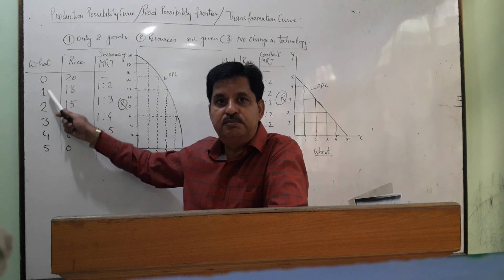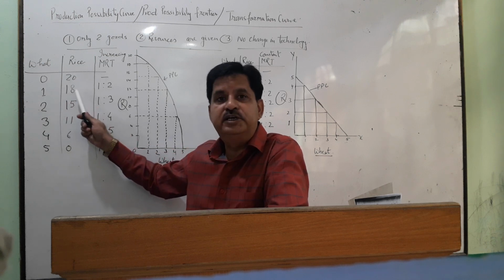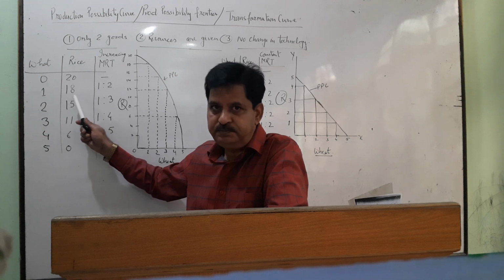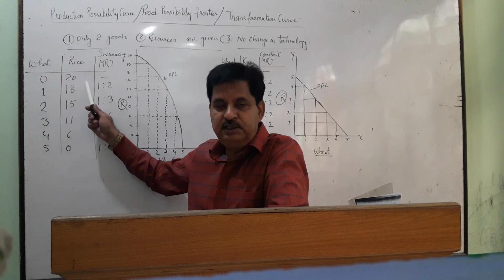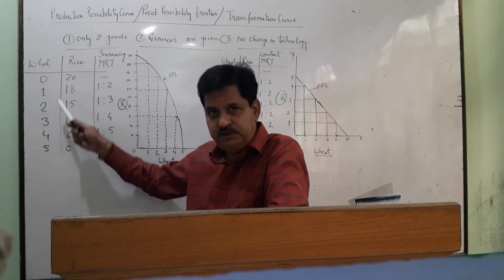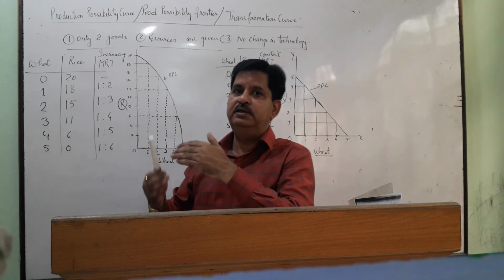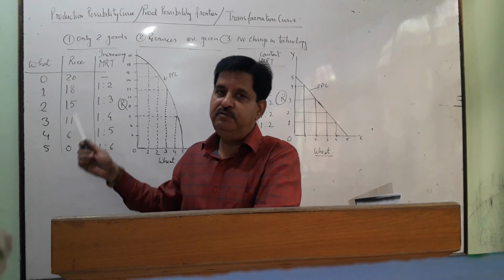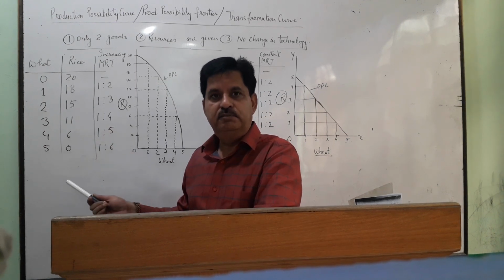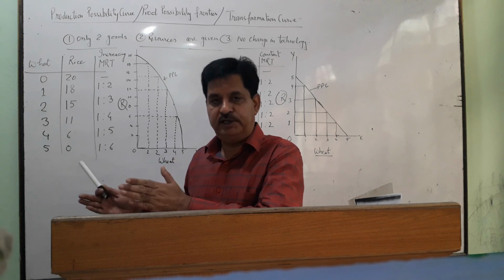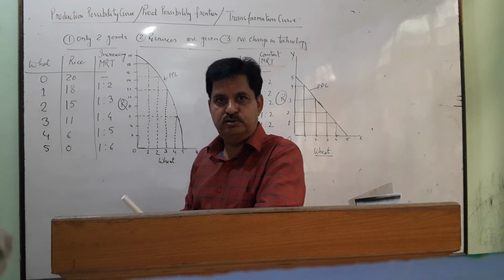And now suppose he wants to increase the production of wheat by 1 quintal. Then we will have to decrease the production of rice. Again, when the production of wheat is increased, the production of rice will decrease. As soon as we increase the production of wheat, we will have to decrease the production of the other good, because the land is fixed, resources are fixed, and we cannot increase the resources.